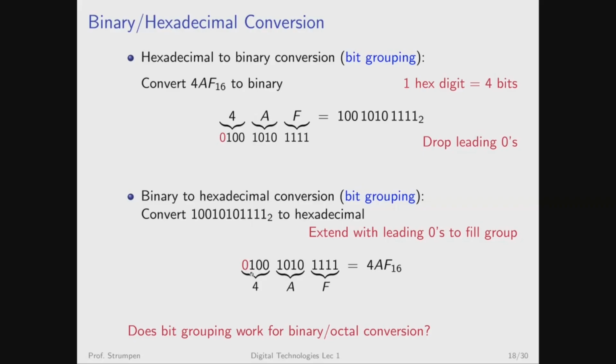Right? Now, in your head, you know that 100 equals 4, so it is 0100. So this string in binary is 4AF in hex. Okay? And I leave it to you to check out whether bit grouping also works for the binary octet conversions. The problem set gives you a chance to think about it.